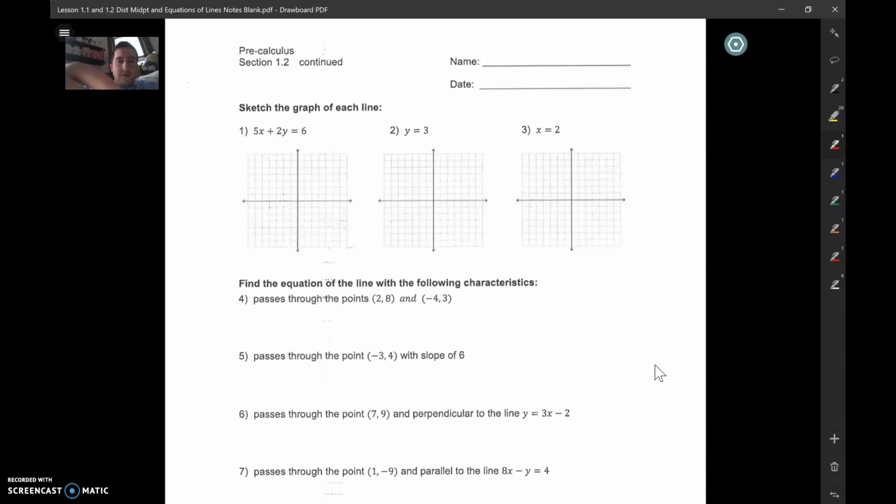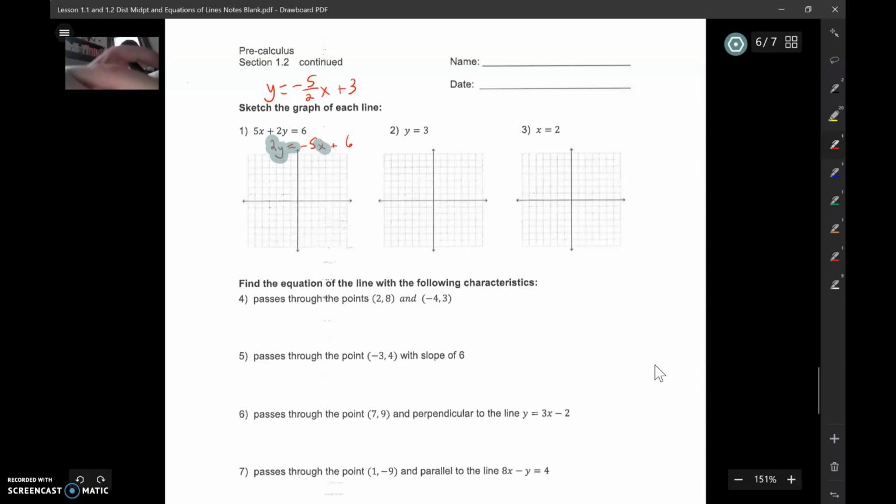So these first 3 questions, it says sketch the graph of each line. This first line is written in standard form. So if we want to graph this, I would probably switch it to y-intercept form. So we could subtract the 5x over and then divide everything by 2. So if I'm showing my work a little bit, when I subtract the 5x over, we would be here. And then I divide everything by 2, and my new equation would be y equals negative 5/2 x plus 3.